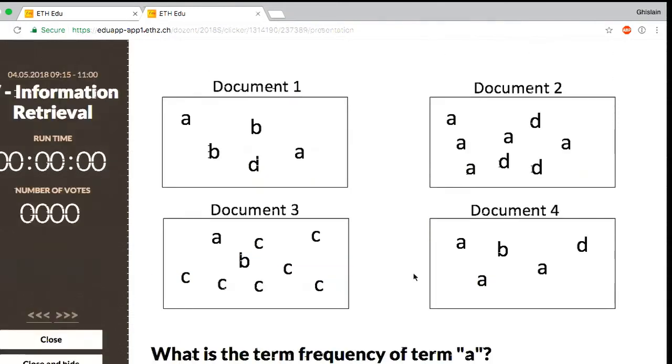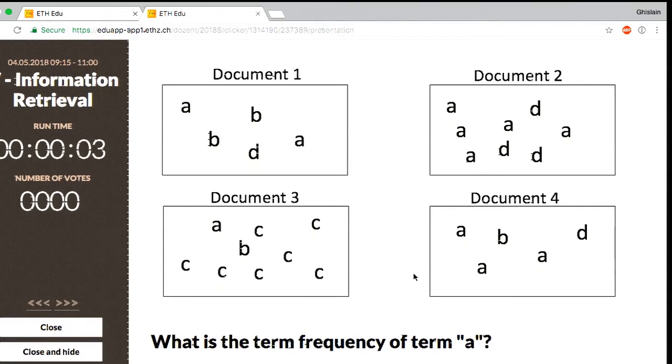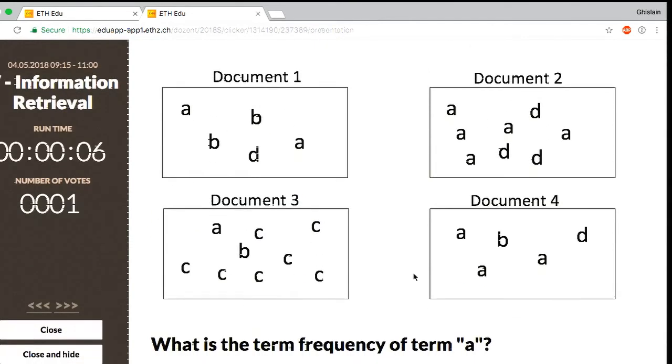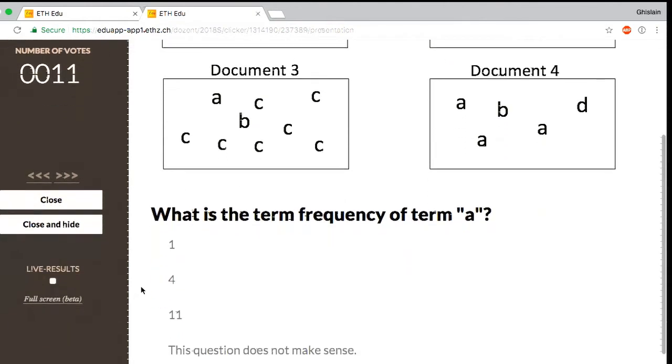So what is the term frequency of term A? So 1, 4, 11, or the question doesn't make sense. What is the term frequency of term A? As quick as possible, try to answer.